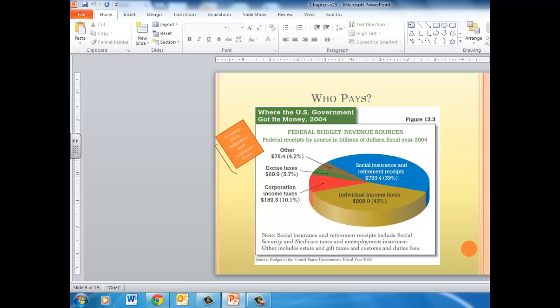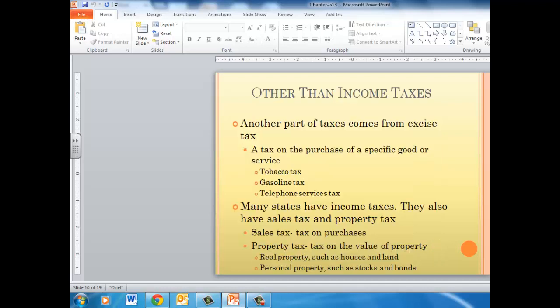So here's a breakdown, and this is from your book, and it's from 2004, so it is a little bit dated, but this shows a breakdown of where the federal government gets money from. So 43% are from individual income taxes, 10% from corporation taxes, and then we have 39% that come from Social Security payments that are made also from people's paychecks. And then we have excise taxes at around 4%, and we'll discuss what those are and why we have excise taxes.